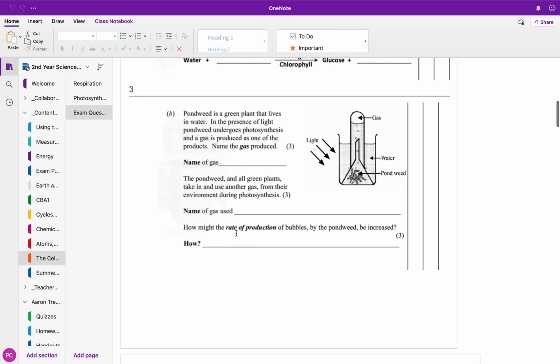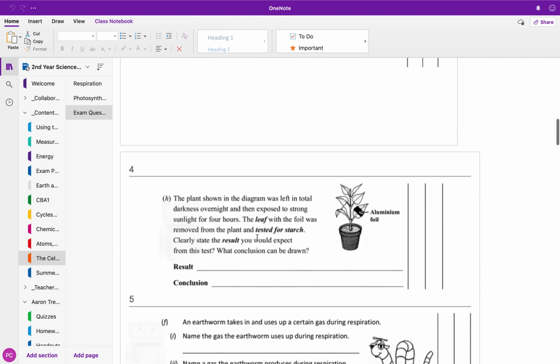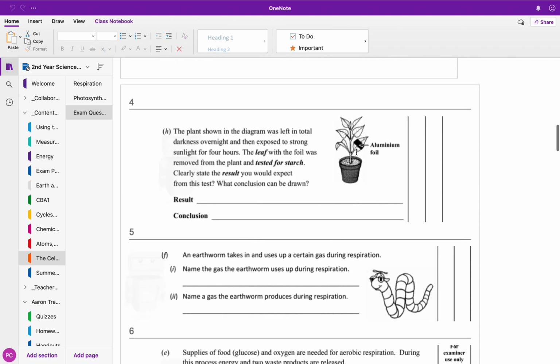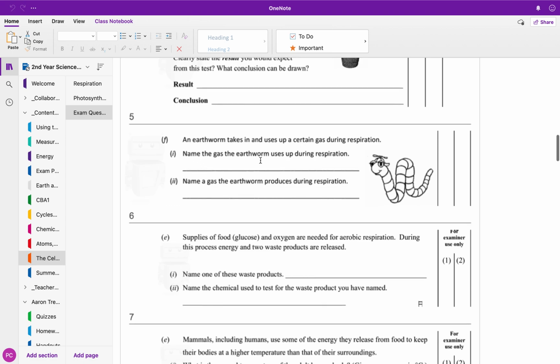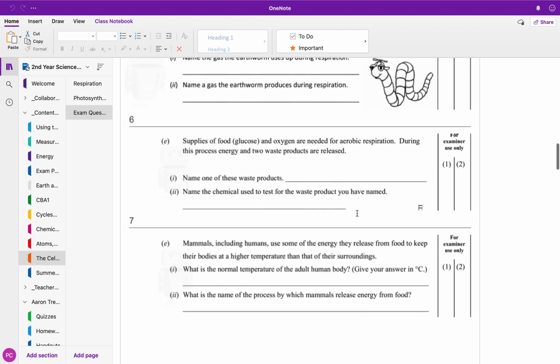How would you mess around with the rate, make it speed up or slow down? This is kind of a mishmash between plants and the food tests. Test for starch, you might remember it, but you can do the same test on a leaf that you probably did on a potato or a bit of pasta in first year. A bit about respiration, so what gas is being used and what gas is produced. A bit more about respiration.